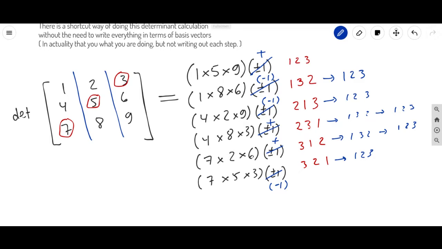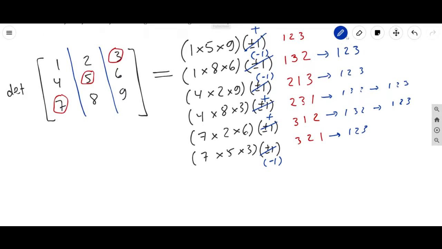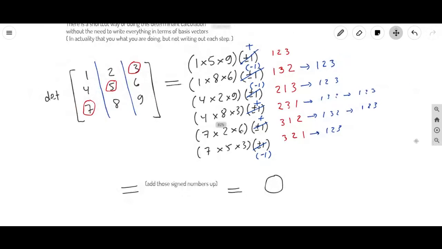And you add those numbers up. So add those numbers up and you get your answer. So now just add those signed numbers up. And if you do that, I'm not going to do that because it's just a matter of multiplying and adding numbers. If you do that, the answer comes out to be 0. The determinant is 0 in this case.